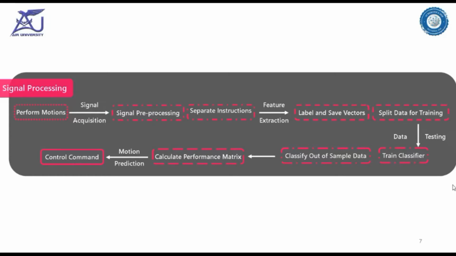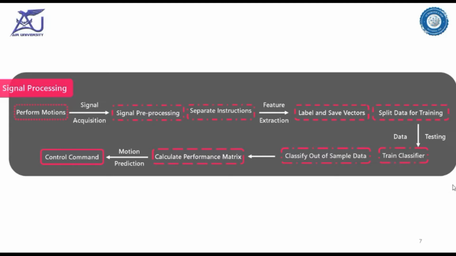So the motions were performed, the signals were acquired, and the signals were pre-processed, like I told you, with filtering. Then the instructions were separated, features were extracted, labeled and saved as vectors. Then we split the data. As I told you, some motions were intentional and some were not intentional motions. We do not know which motions those could be. That really helped us in the real-time testing, because we already trained the classifier for such uncertainties, and in real time it gave good results.